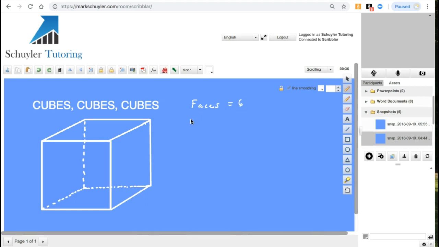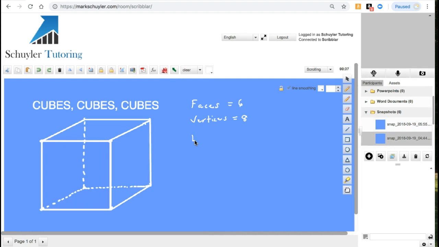We also need to know how many vertices there are with every single cube, and vertices are places where lines come together, and we can see that there are 4 vertices here on the top, and there are also 4 vertices on the bottom, and this will make up a total of 8 vertices in all.